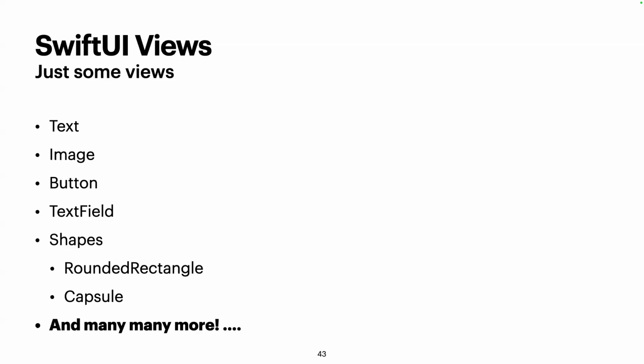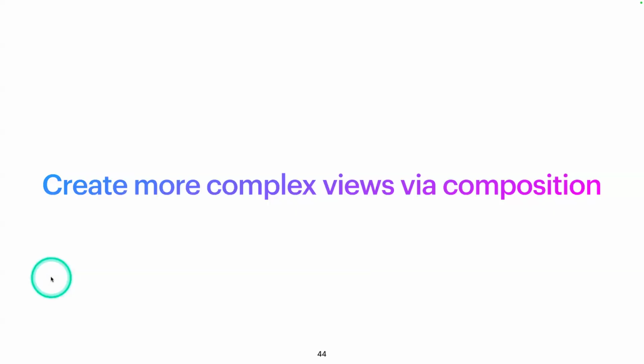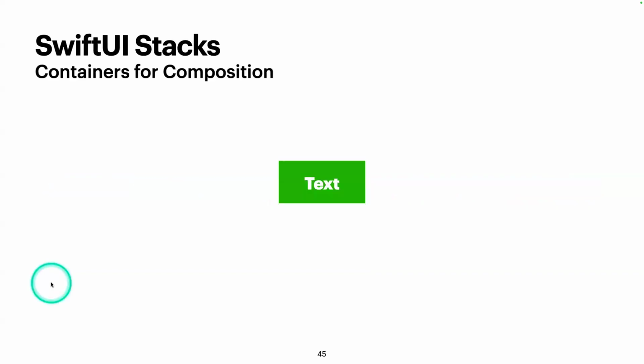Some Legos can do weird things, some can kind of intertwine with each other, some can snap in different places. That's the same idea here. Apple gives you all these basic Legos, and you can make more complex things using those Legos. So we could create more complex views via composing them in different ways. How do we do that? Well, we use something called containers.